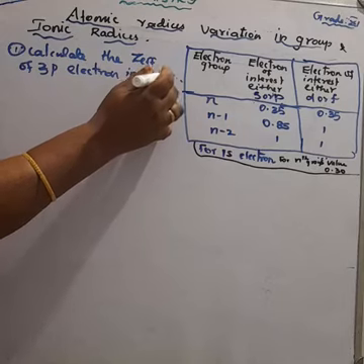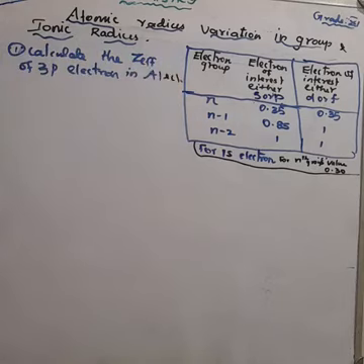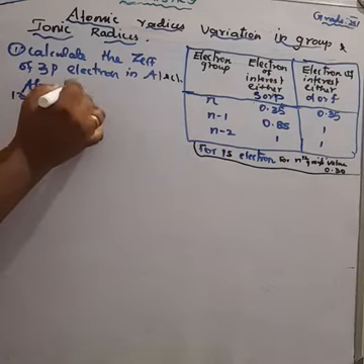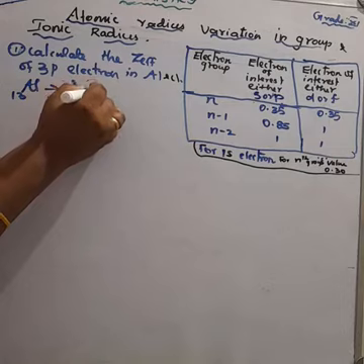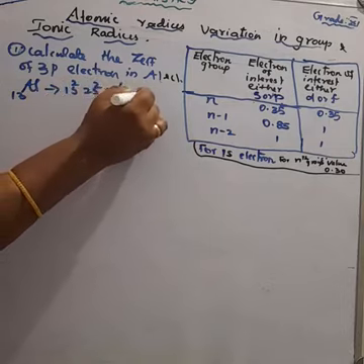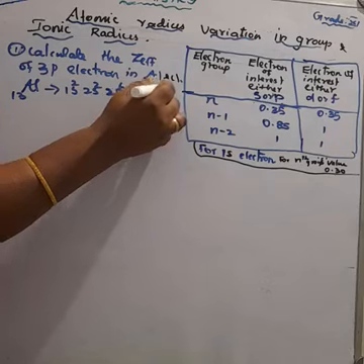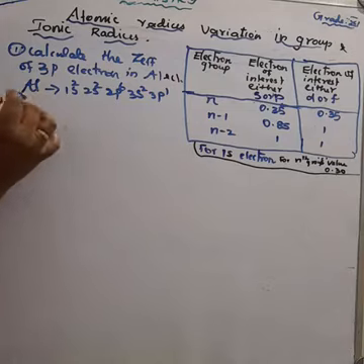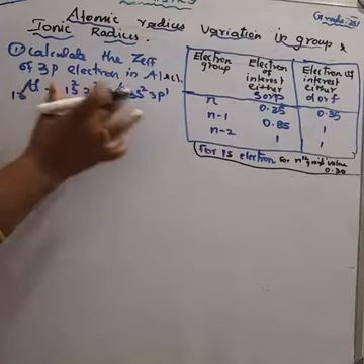So aluminum, what is the atomic number? 13. Electronic configuration: 1s2, 2s2, 2p6, 3s2, 3p1. According to Slater's rule, what is the first rule? We should write the electronic configuration of the particular atom.